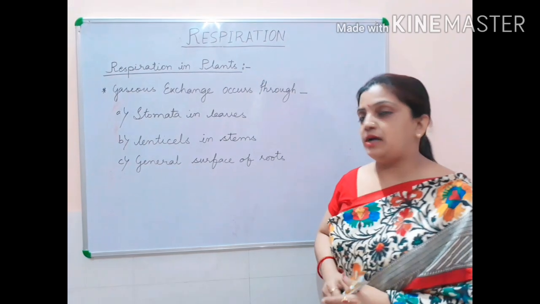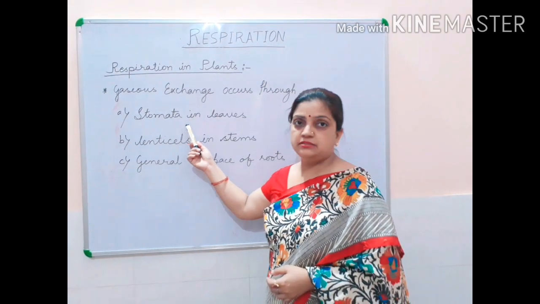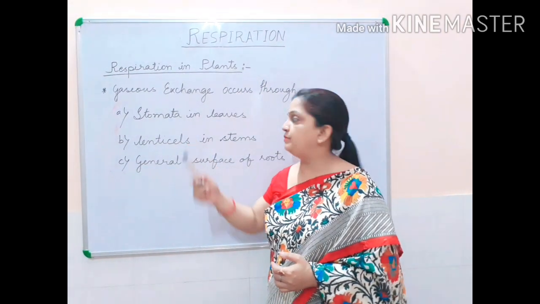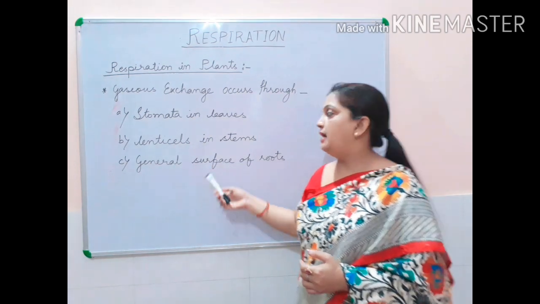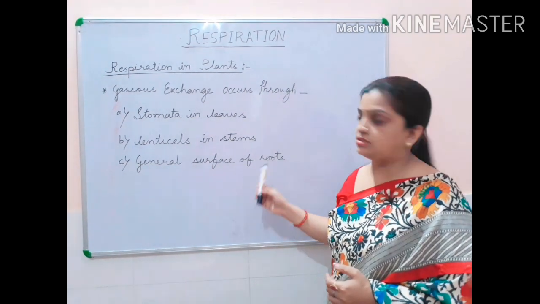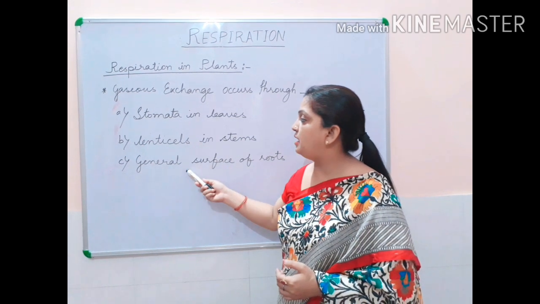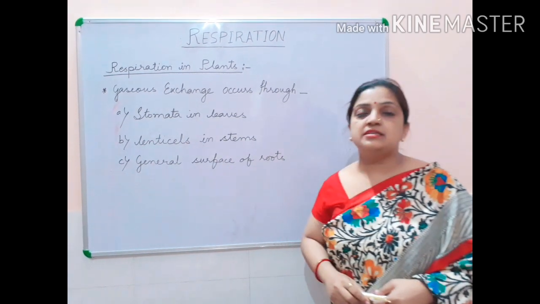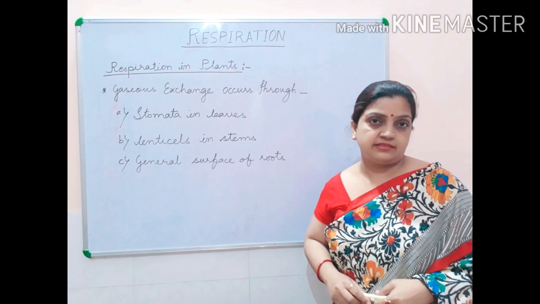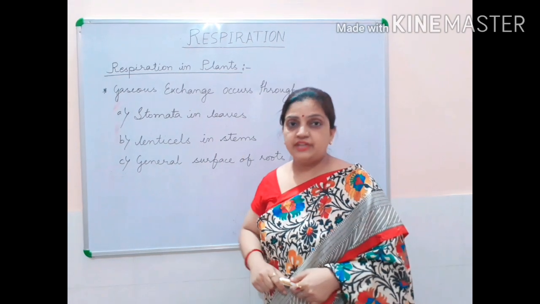So what are those parts? Those parts are stomata, with the name you are familiar, lenticels and the general surface of roots. These are the different parts through which plants exchange their gases. What is exchange of gases?